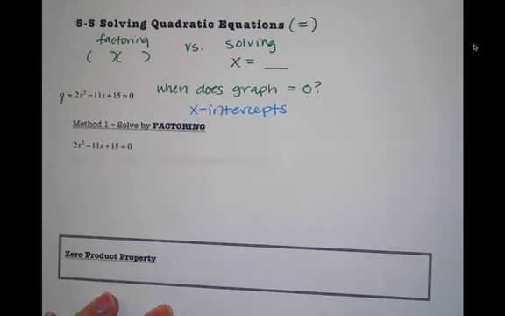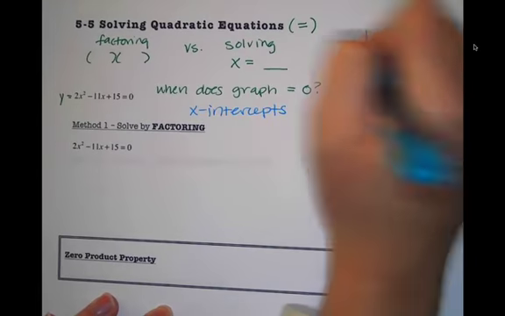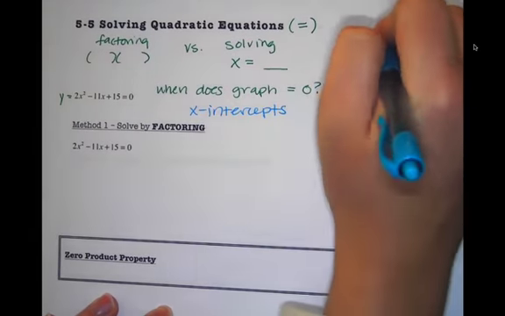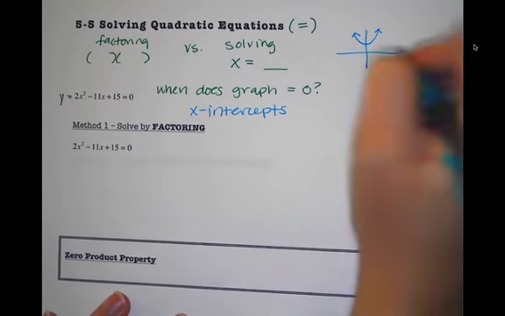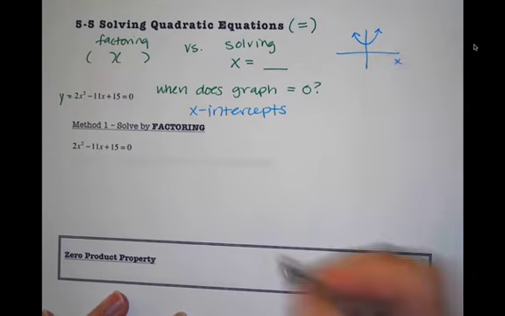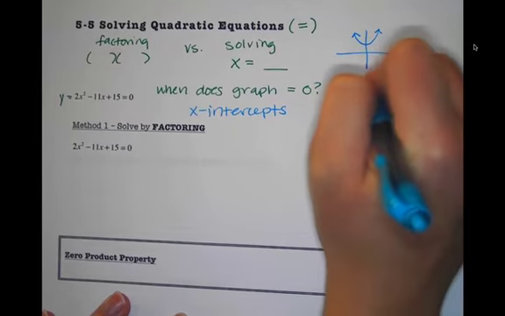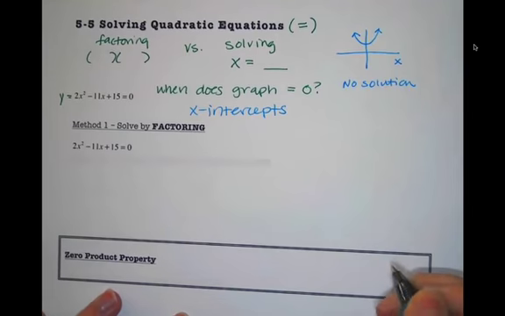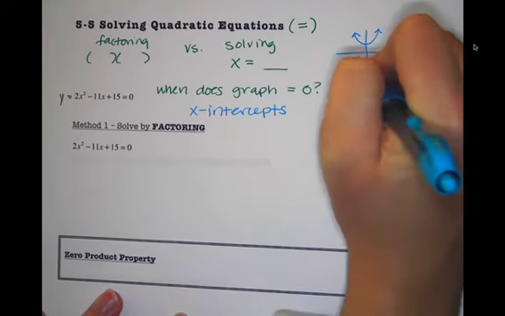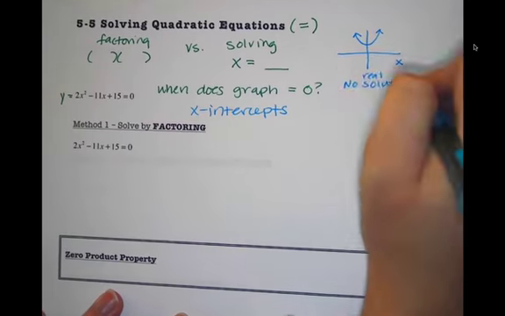So if you think about that, we could have a graph that maybe looks like this. Okay, now does that have any x-intercepts? Does it ever cross that x-axis? Well, it doesn't, so that would be one that has no solution. Or as we'll see later, actually, those are going to be some imaginary solutions. So I should say no real solutions, I guess.